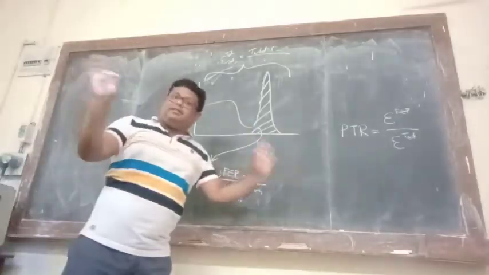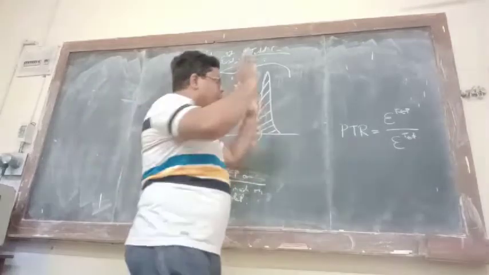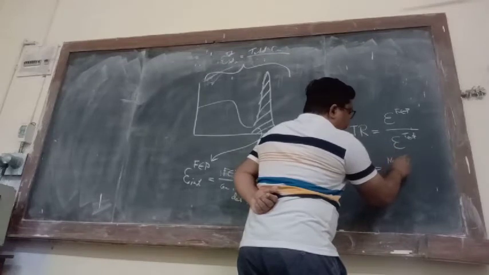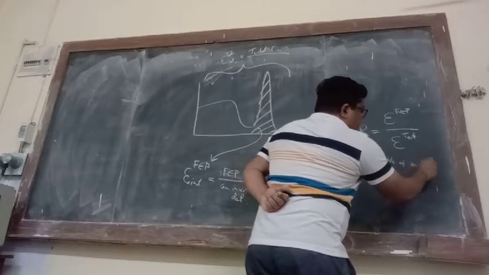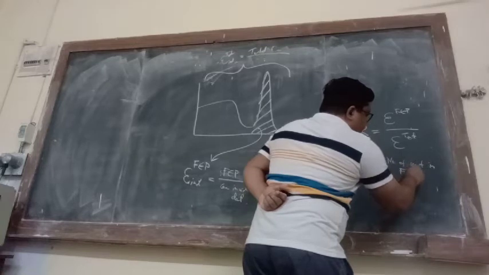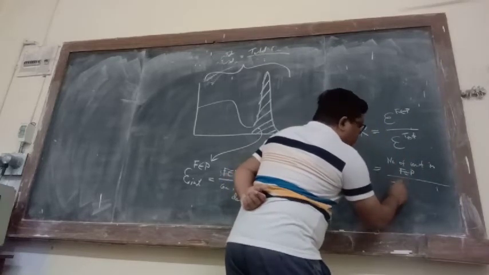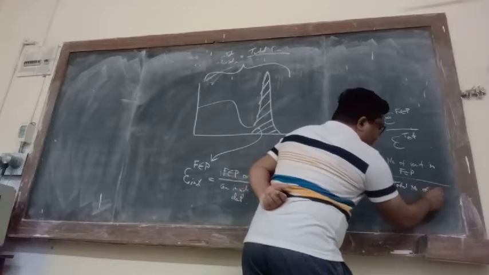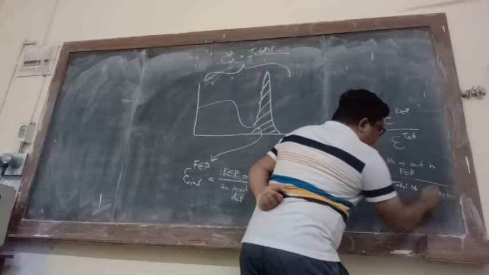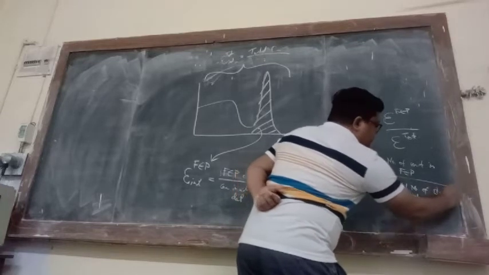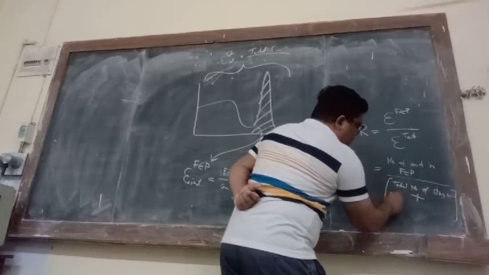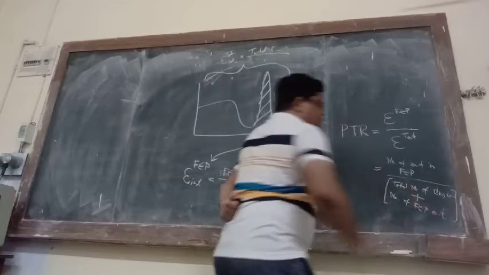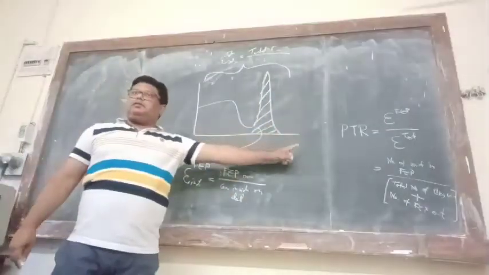Now when I am doing this ratio, what does this mean? Effectively, this peak to total ratio means the number of counts in the full energy peak divided by the total number of background counts plus the total number of full energy peak counts. Any questions? ठीक है?